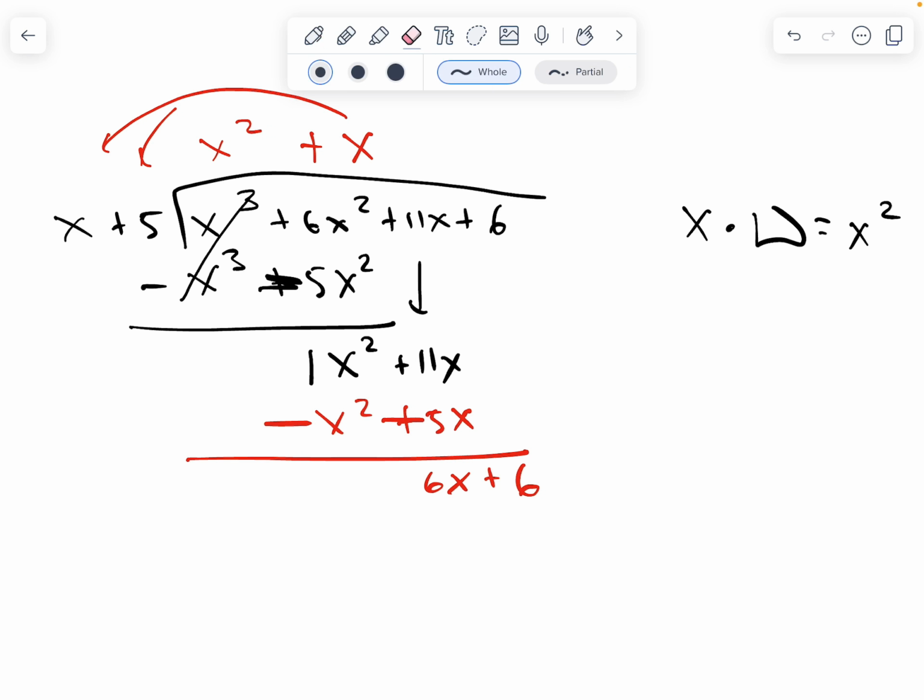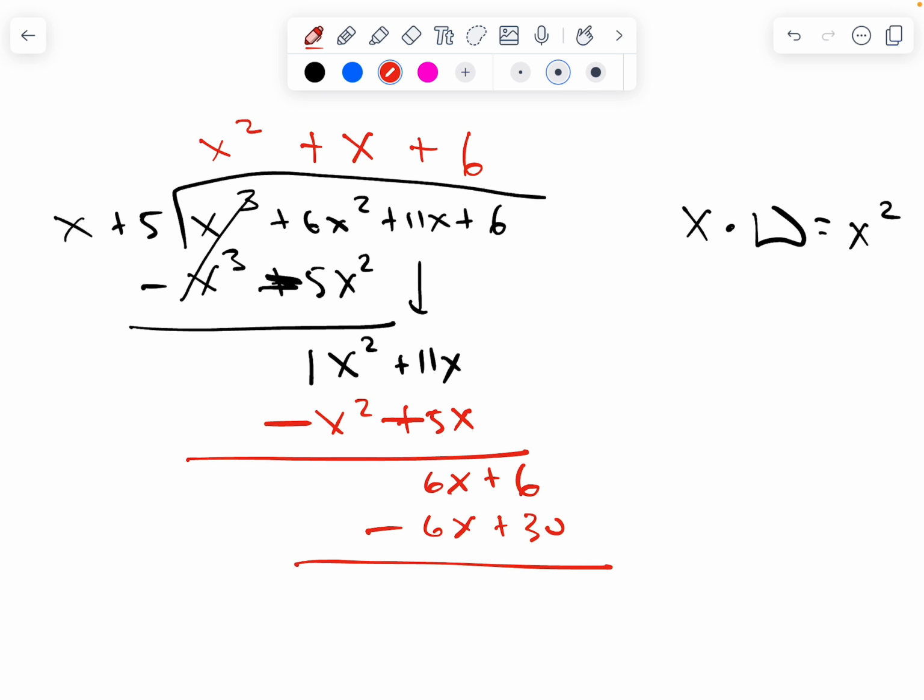And this, we ask ourselves, x times what is going to give us 6x? The answer to that is going to be a 6. But then, when we multiply this, we're going to get 6x. 6 times 5 is 30. We're going to subtract, subtract. That cancels. We're going to get negative 24. So our remainder is negative 24.